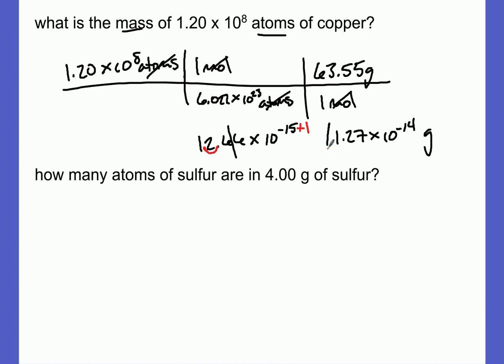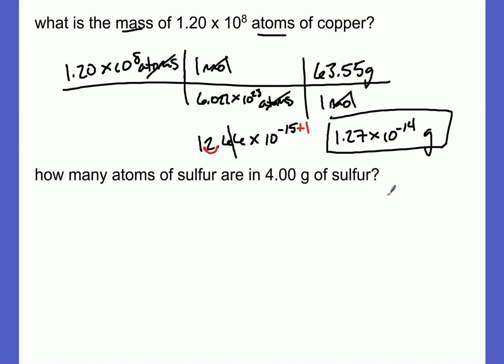grams of copper. Notice that's a really, really small amount, right? That's so small that it's immeasurable, right? You wouldn't even be able to see this sample of copper. So although I had 1.20 times 10 to the 8th atoms, that's not very many atoms, right? I mean, it's a lot of atoms, technically, right? It's 120 million atoms, but that's not enough to make a sizable sample of copper, a sample that's big enough that you can even see it, let alone measure it, weigh it.